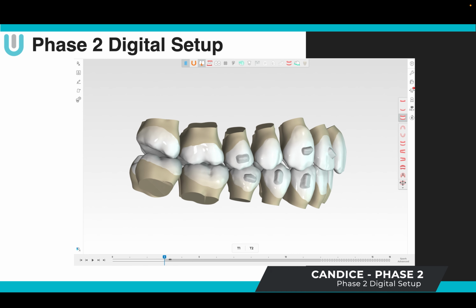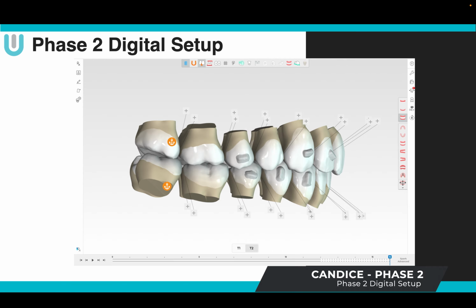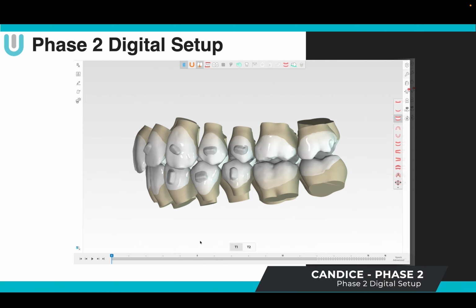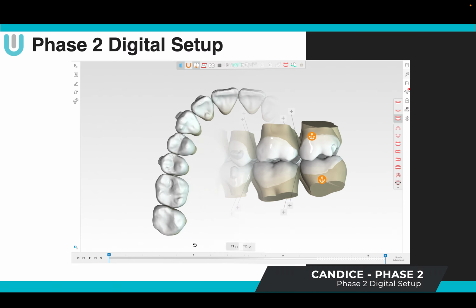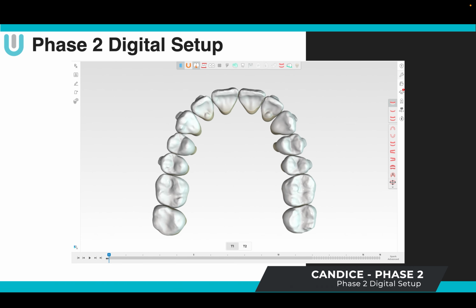Again, you need to have a lower level arch in order for anything to work out. With a significant curve of SPE, you're never going to be able to achieve a good overjet overbite relationship and a buccal occlusion. Okay, everything is kind of minor, and you can see we always tell our patients that phase 2 usually is much shorter than phase 1.